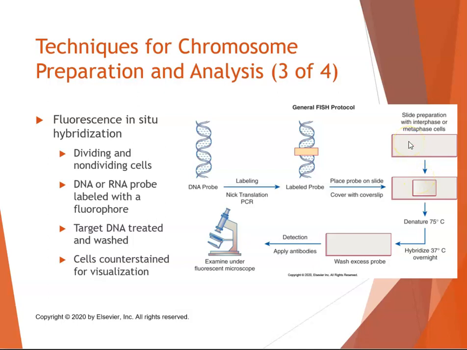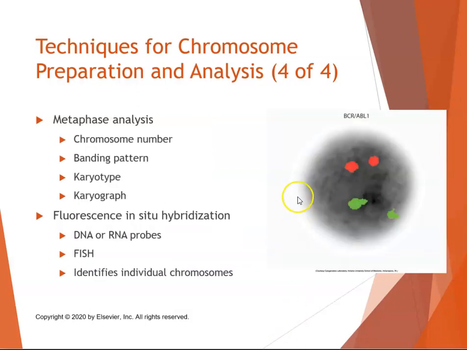So the slide will contain the patient's chromosomes, matched with a labeled probe to a certain area of the chromosome. They denature it, hybridize it overnight, then wash, rinse, wash, rinse, wash, rinse, and you look at it under a fluorescent scope. Let's just look at a picture of it, it makes more sense. You can hardly see it, but there are some chromosomes in the back.